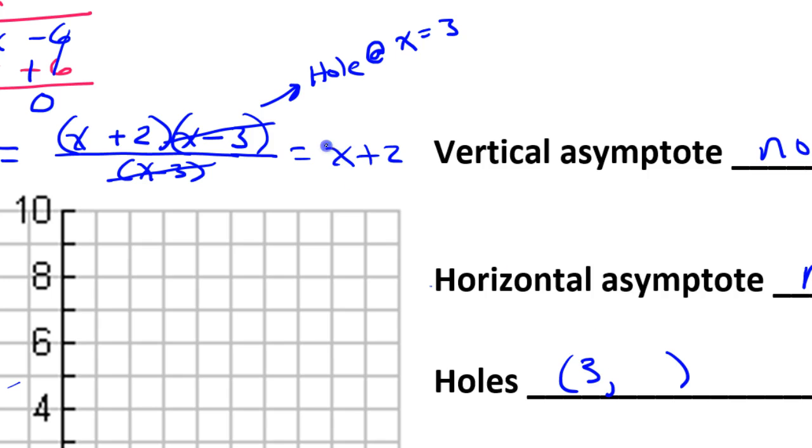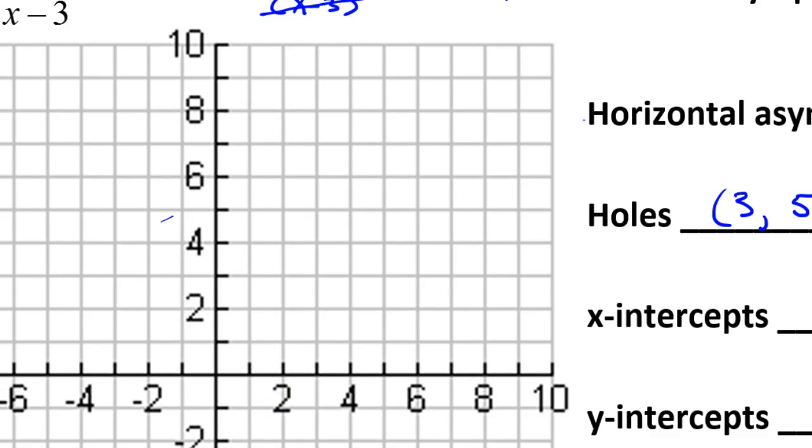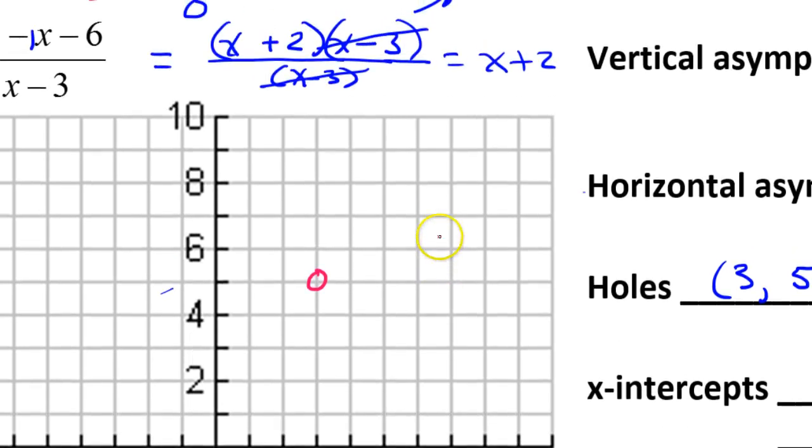Normally I would put this in my calculator, but this is so simple. It's just x plus 2. 3 plus 2 is 5. So there should be a hole at 3 comma 5. So to graph that, we will just plot an open circle at 3 comma 5. Okay, so there will be a hole.